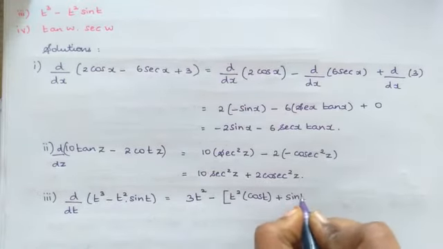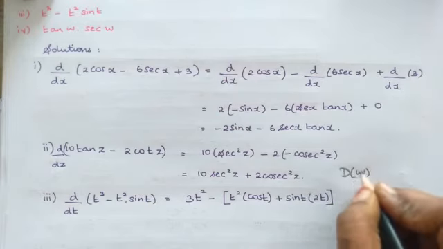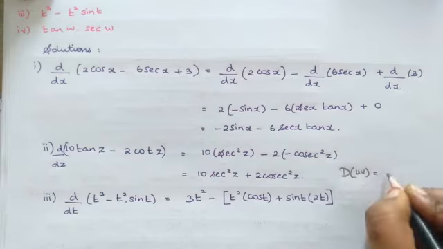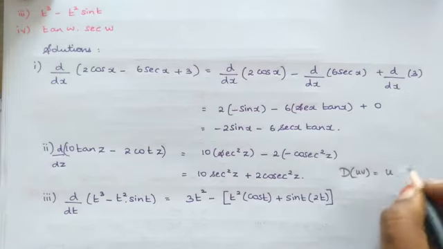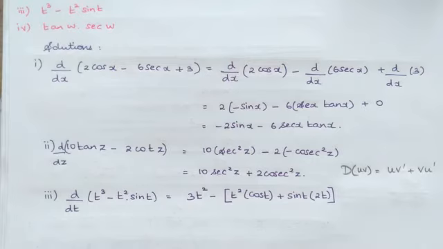So what have we done here? I hope you remember, when we find the derivative of d by dx of uv, we have the first term as it is and find the derivative of the second term. Then we have the second term as it is and find the derivative of the first term. That is what we have done here. We kept the first term t square as it is and identified the derivative of the second term. Then we kept the second term as it is and identified the derivative of the first term.